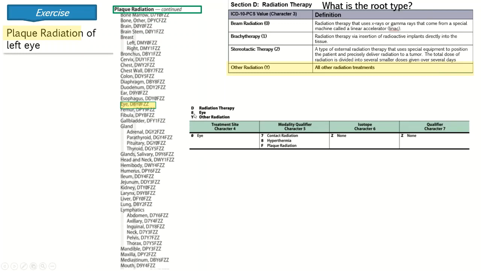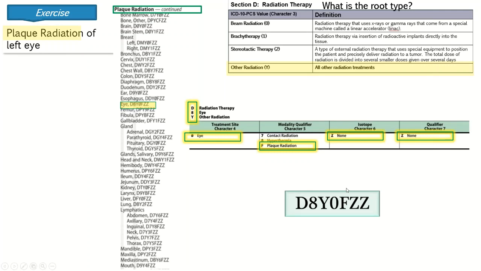Let's go to the D8Y table. Radiation therapy, other radiation. You see there's no definition, no objective, because this is so general. And our code tells us that our fourth character, type or treatment site, will be the eye. That's the only option that we have. The modality qualifier, character 5, will be plaque radiation. Our isotope, there's none, and our qualifier, none. So coders, our final code will be D8Y0FZZ.